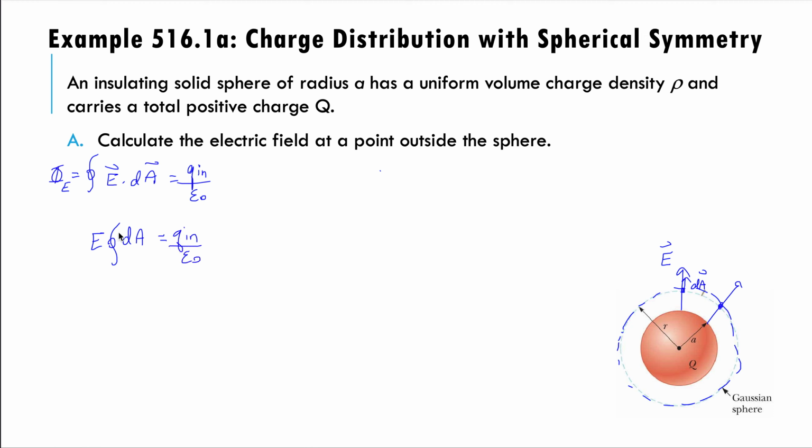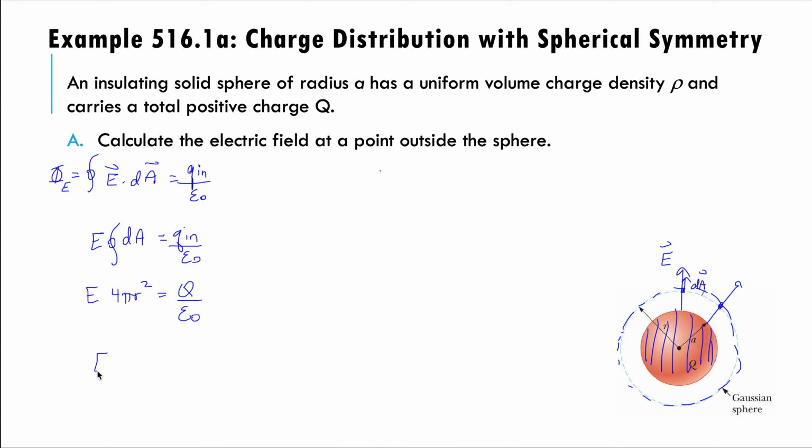And then the integral is the surface integral here of a sphere. So the surface area of a sphere is 4πr². We're using lowercase r because our Gaussian surface has a radius with a lowercase r. And then how much charge is enclosed within this Gaussian sphere? Well, we can see that all of the charge is enclosed within that Gaussian surface. So we can just put Q. And then we have epsilon naught.